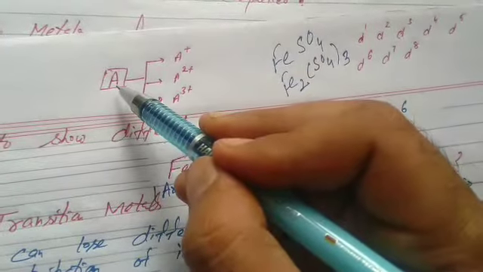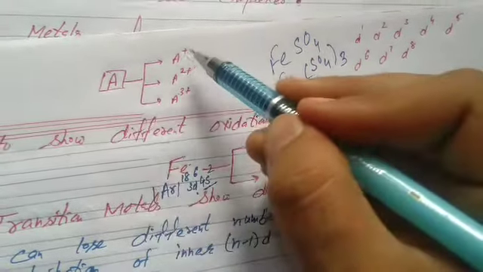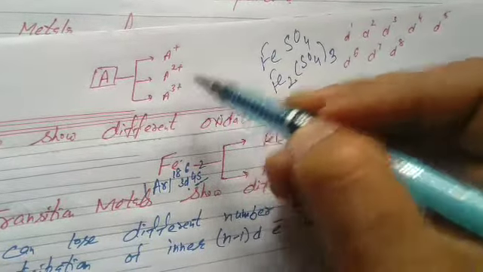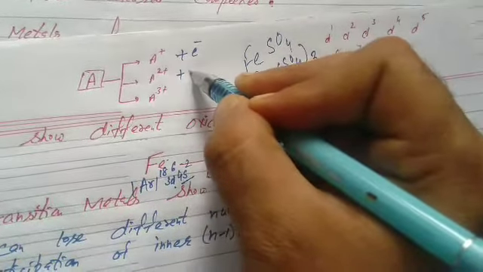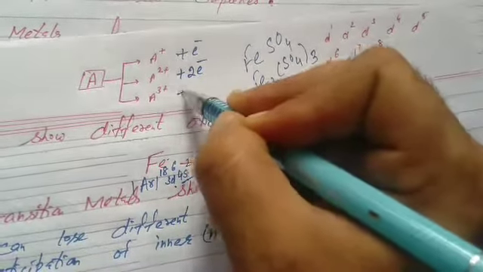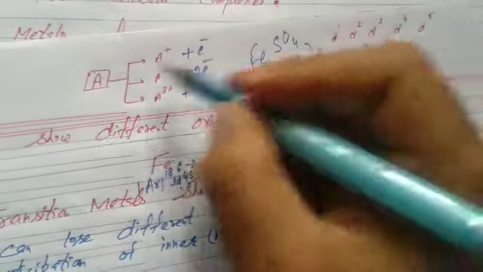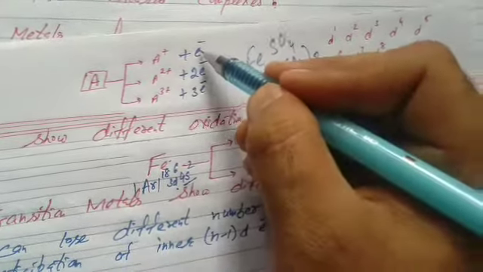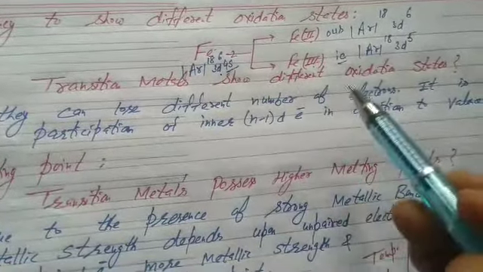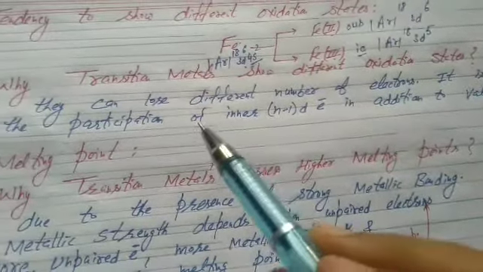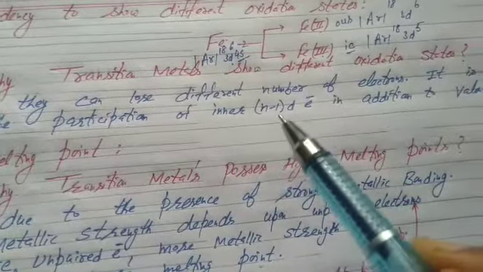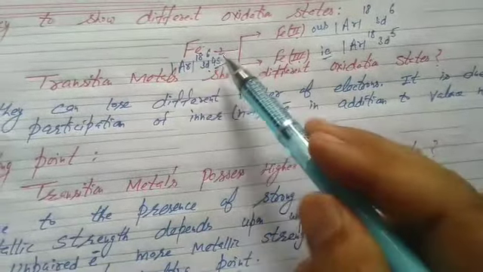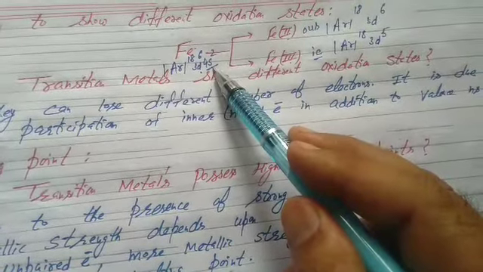Any member that is having the symbol A forms A positive, A2 positive, A3 positive. When it forms A positive, it lost 1 electron. It forms A2 positive, it is clear it lost 2 electrons. A3 positive, it lost 3 electrons. Now why does it show different oxidation states? Because it can lose different numbers of electrons. The same reason is why transition metals show different oxidation states. The key point is because they can lose different numbers of electrons. It is due to the participation of inner (n-1)d electrons in addition to the valence ns electrons.